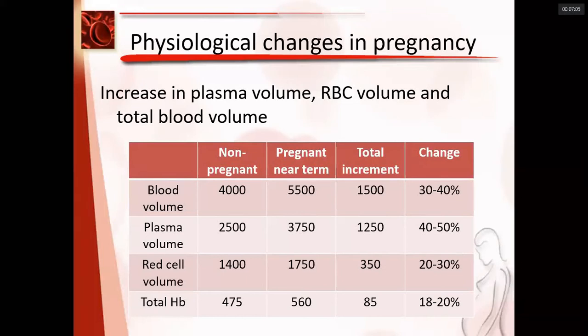However, the red cell volume does not increase in proportion to the plasma volume, but does increase 20 to 30%. So this gives you an idea that the plasma volume is expanding more in comparison to the increase in the red cell volume. This gives a dilutional picture, that is, the anemia of pregnancy that we see as the physiological anemia of pregnancy. I hope this is clear.